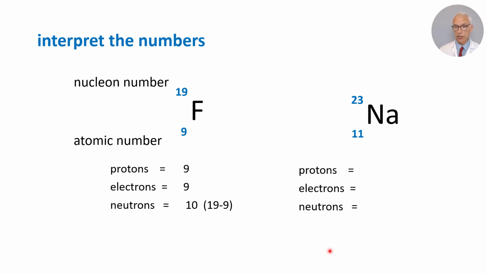Okay, so to restart, the number of protons is of course 11. The numbers of protons and electrons in an atom are the same. The number of neutrons is the difference between 11 and 23. So 11 protons plus 12 neutrons makes 23 nucleons.